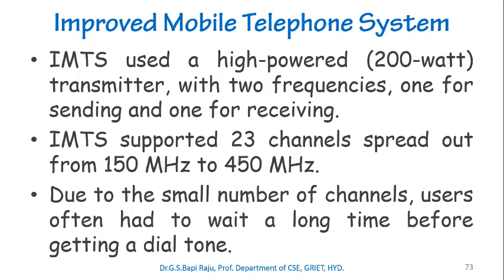So, what is IMTS? IMTS uses a high power 200 watt transmitter with two frequencies, one for sending and one for receiving. Normally, they put this high power tower either on a hill or on a high place, so that it covers a large distance. So IMTS supports up to 23 channels spread out from 150 MHz to 450 MHz bandwidth.